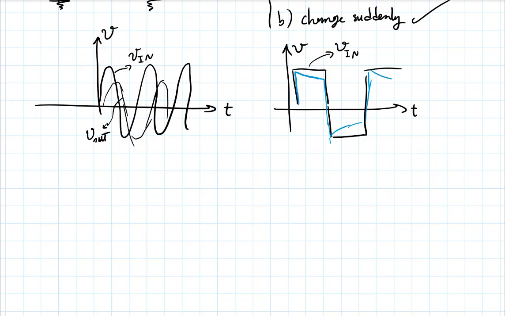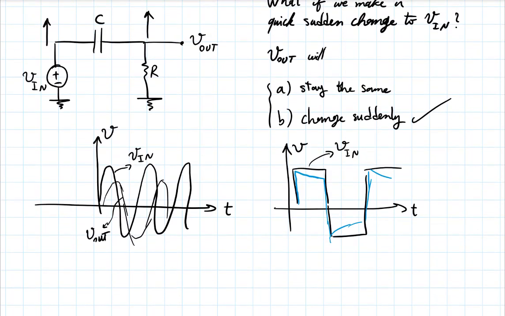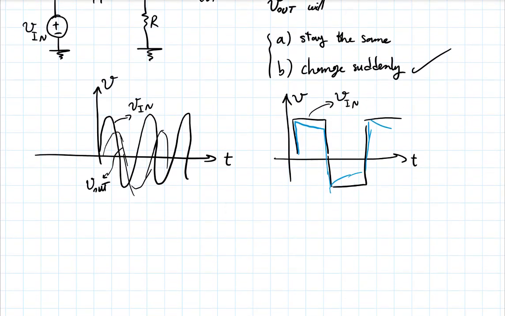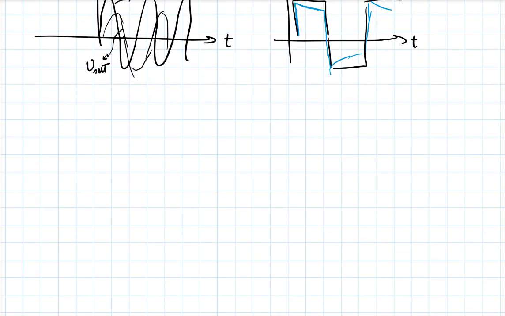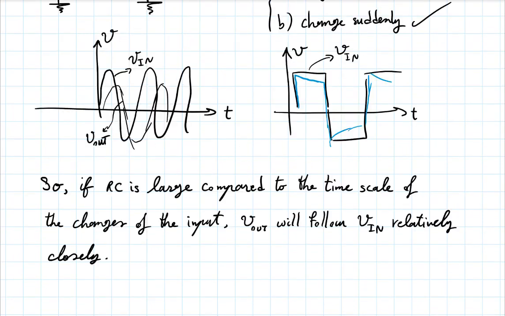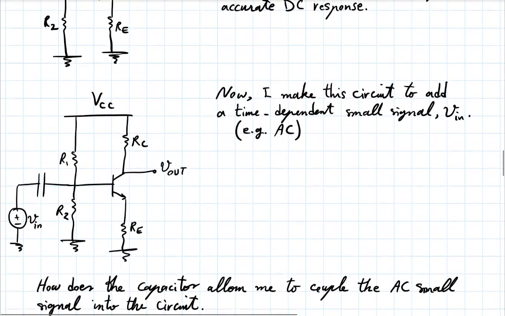So if RC is large, which means for a given R, if C is large, such that RC is large compared to the time scale of changes at the input, the output will follow the input more or less. This is the outcome. I haven't drawn it accurately, of course, but you've seen this kind of circuit many times, so I don't want to dwell on that. Now go to this circuit.